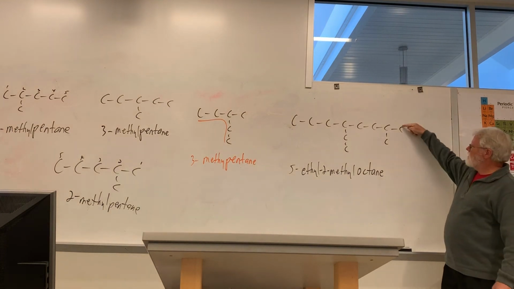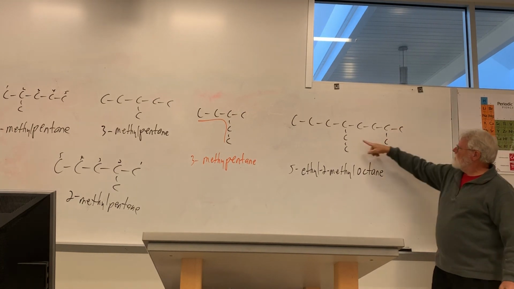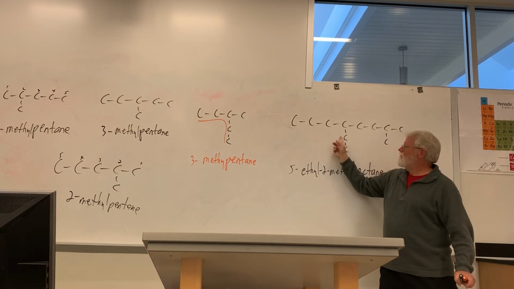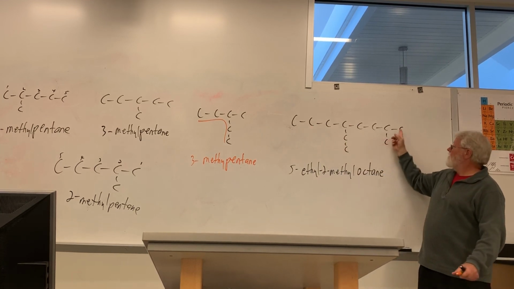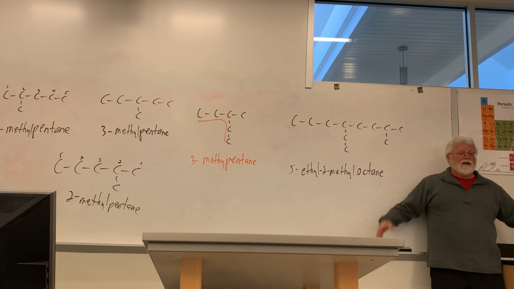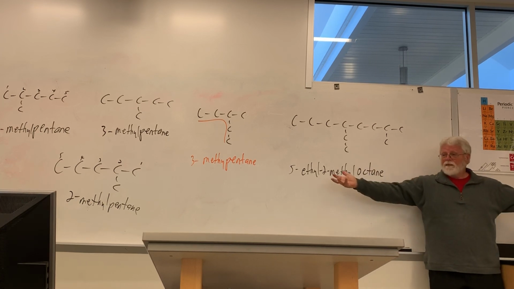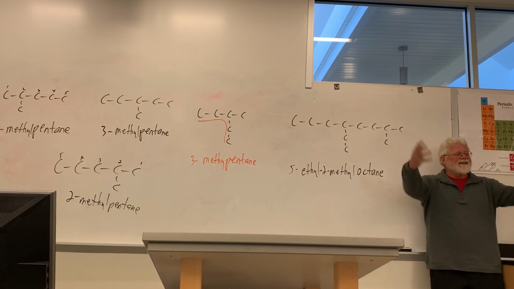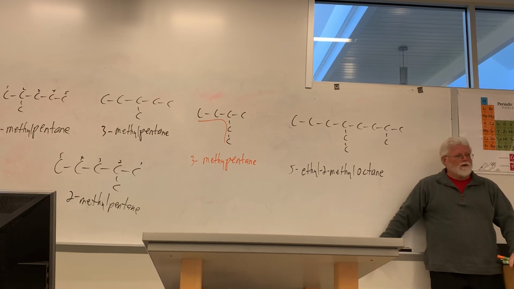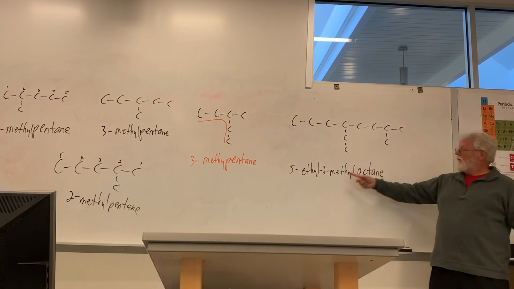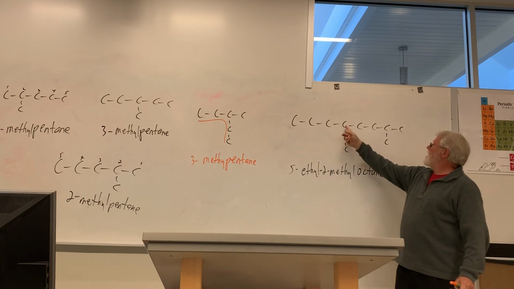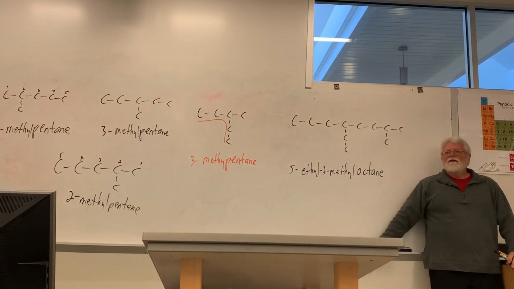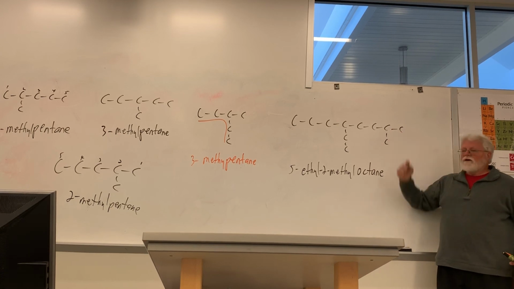Some of you are going to want to say, well, we're on carbon 2. If I start numbering from this end, 1, 2, 3, 4, that's a lower number than if I start here, 5. You can't switch ends. You have to start numbering from one end and stick with that. So you choose the end that collectively gives the lower numbers. Going from this end, I have 2 and 5. Going from this end, I have 4 and 7. 2 and 5 are lower numbers than 4 and 7. Therefore, I start from this end.